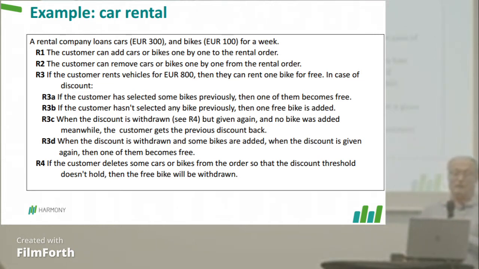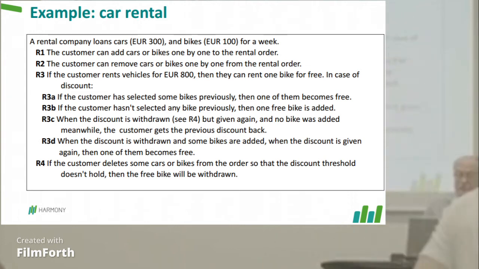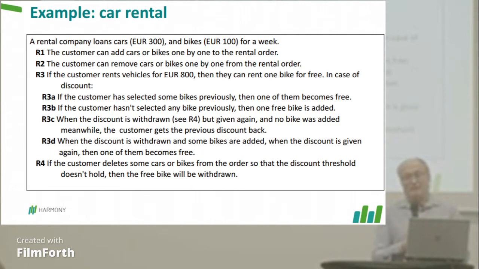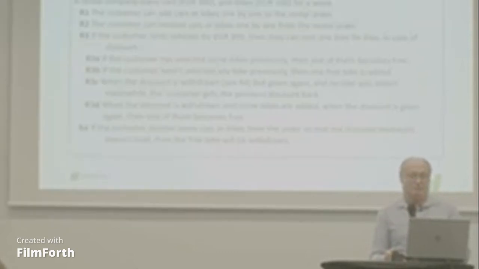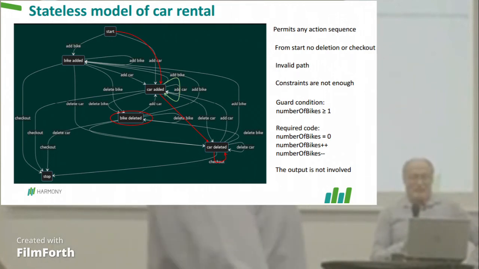And the last requirement is that if the customer deletes some vehicle to get below the discount threshold, then this will be withdrawn. But it's important that if the customer adds the car again, then he gets the free bike in the same way as before. It's not too simple, but I cannot find a simpler example.